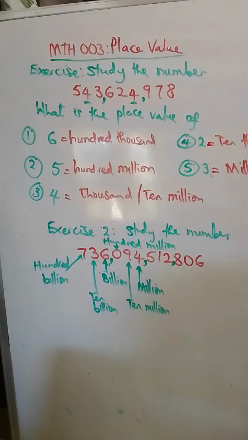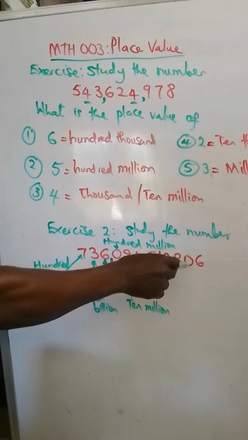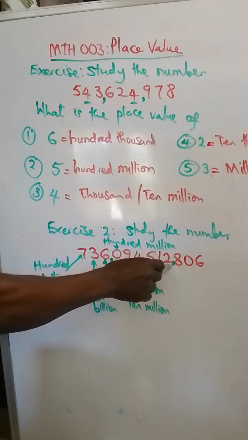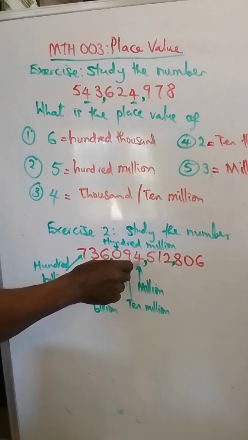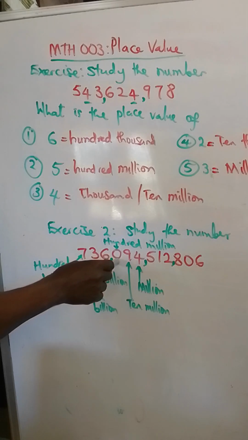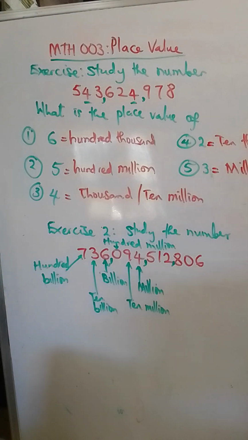For now, on place value, that's where you're going to stop. So you study from the first one, unit or ones, tens, 100, 1,000, 10,000, 100,000, million, 10 million, 100 million, billion, 10 billion, 100 billion. That's how you identify. So you make sure you count very well.